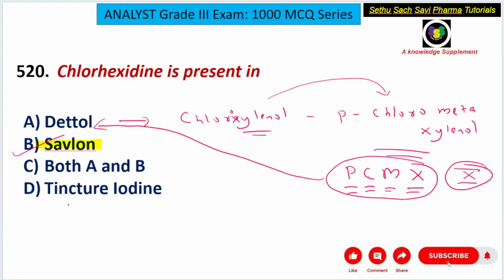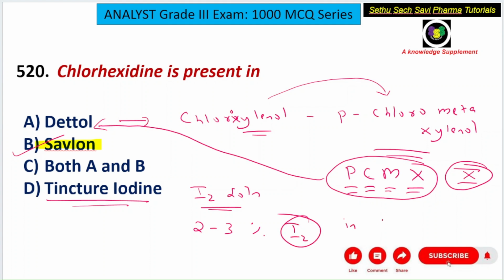Now look at choice D, tincture iodine. Basically, it is an iodine solution where 2 to 3 percent of iodine is present in a water-alcohol mixture. That is called tincture iodine. They are also antiseptic compounds.